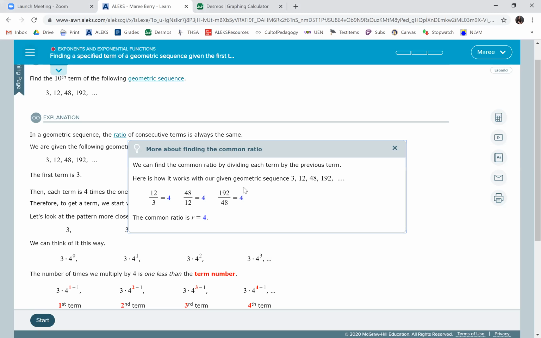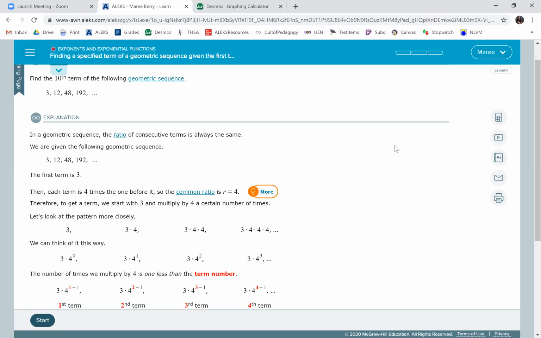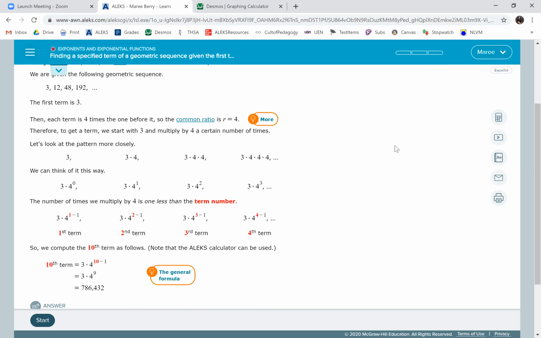I haven't looked at it. Okay, that's another way you can look at it. If you take one term and divide it by the previous term, so you can do 12 divided by 3, the third term divided by the second term, the fourth term divided by the third term, and you'll get that same common ratio. That's one way to do it, especially if you can't quite see what the ratio is.